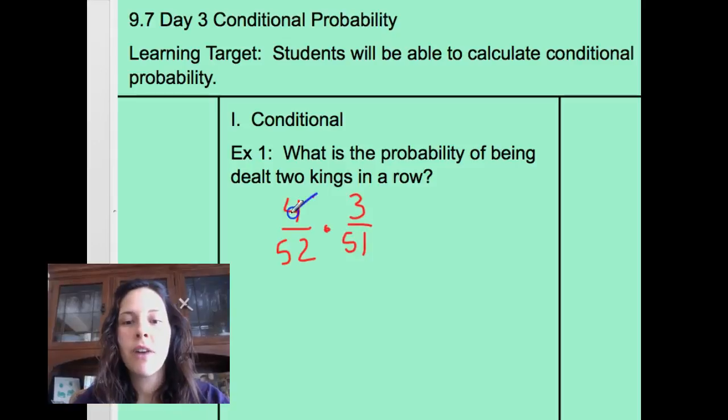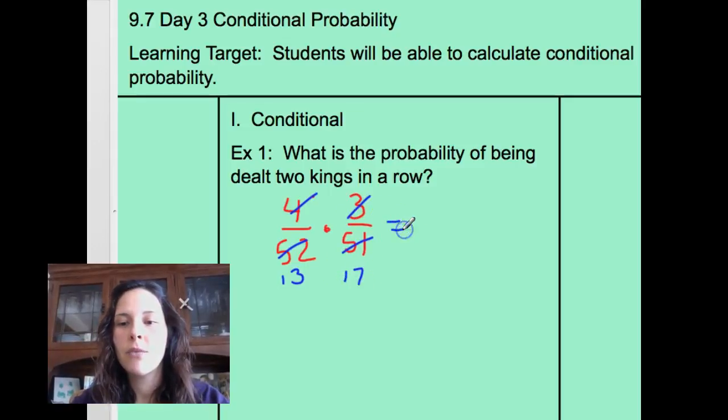Simplifying, 4 goes into 52 13 times. You can remember 4 times 13 is 52 because of the 4 suits and the 13 cards in each suit. And 3 goes into 51 17 times. So we have a probability of 1 out of 221.